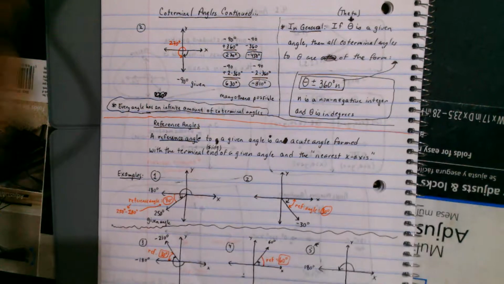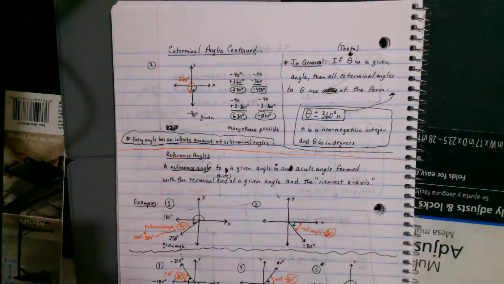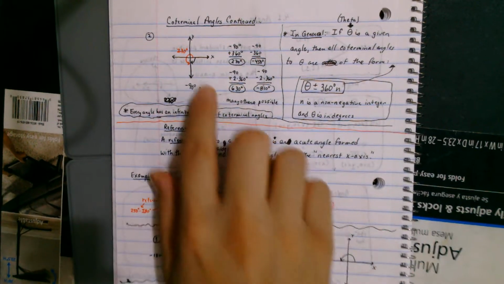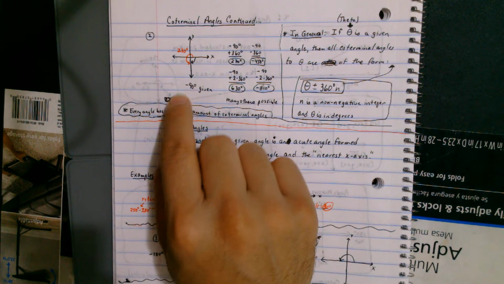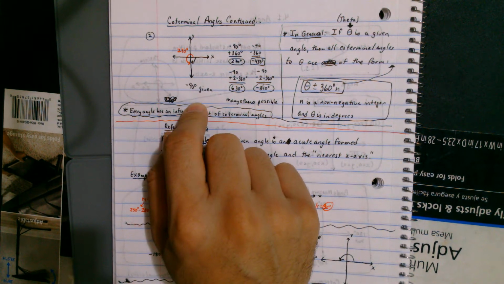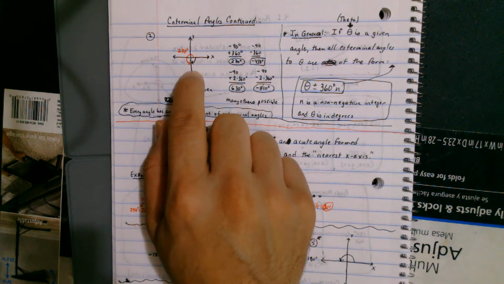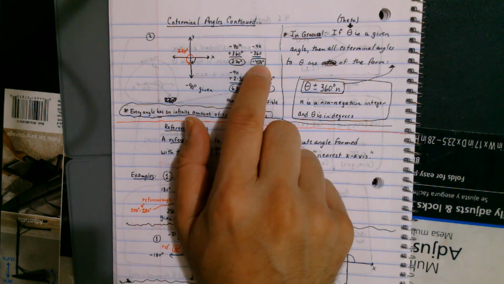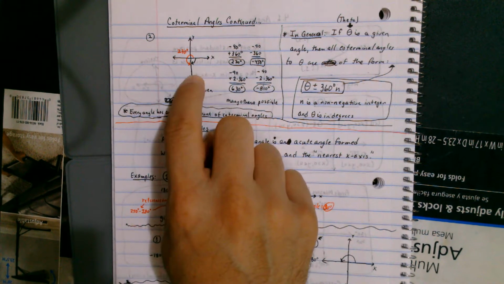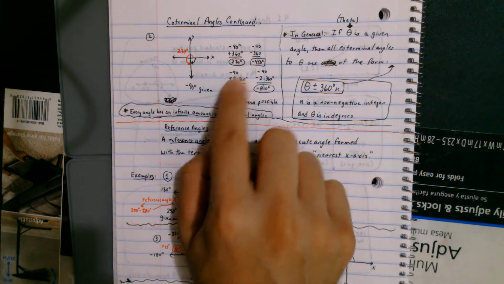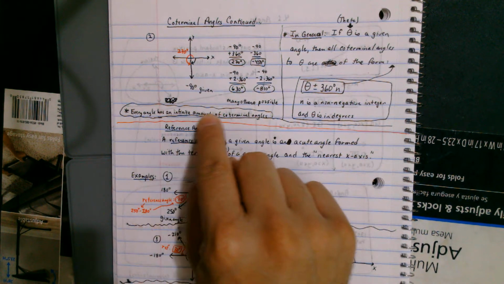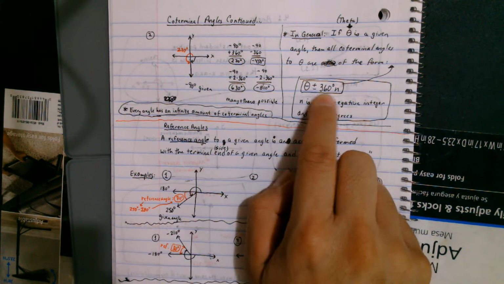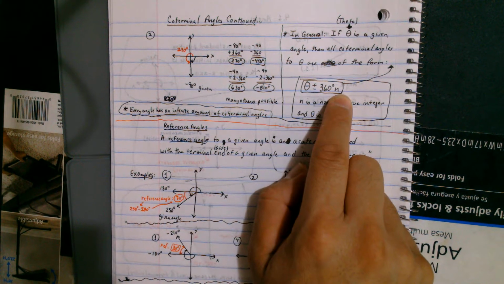Okay, so let me turn the page here. Again, if negative 90 is my given angle, if I add 360, I get 270. If I take away 360, I'm at negative 450. So I keep adding and subtracting 360. That's essentially what I'm saying. Each angle has an infinite amount of coterminal angles. The idea is adding or subtracting 360. N is the number of times you spin around.